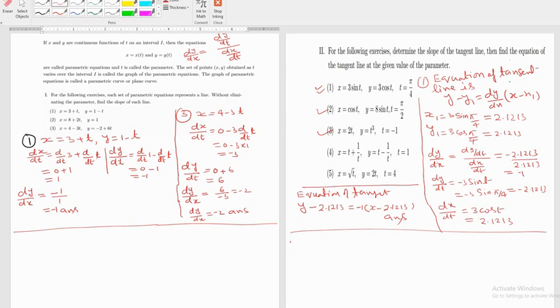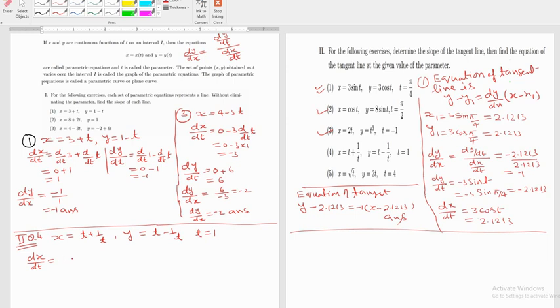So I'm going to write the answer of question number 4 here. Second part, question number 4. So what is that? X equal to t plus 1 divided by t and y is equal to t minus 1 divided by t. T is equal to 1. So first of all, find the slope. So what we have to do? For writing slope, you need to differentiate x with respect to t.